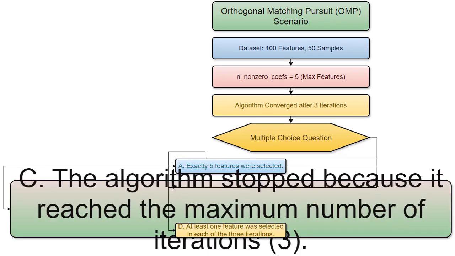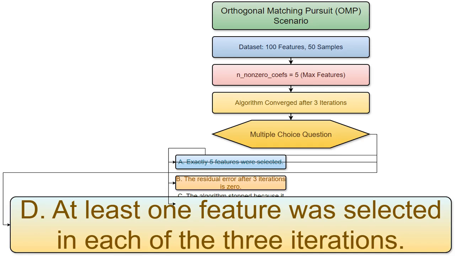This is also not necessarily true. The algorithm may have stopped because the error it was trying to reduce dropped below a threshold. This statement isn't guaranteed to be correct. The algorithm could choose multiple features in one iteration and none in another.